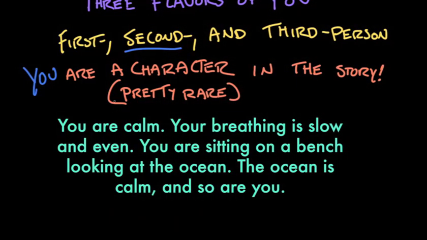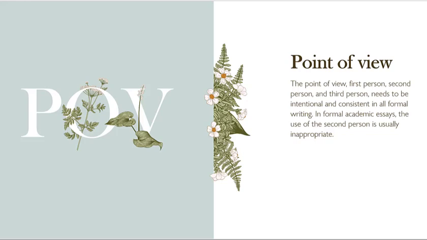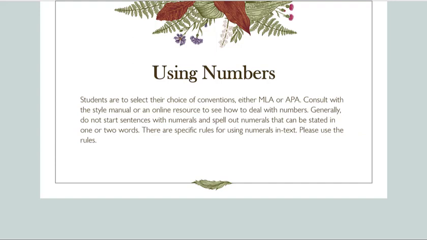It definitely sounds like it's giving directions, and that's why it's so not appropriate for most writing that would be done in an academic setting. Just be sure that it's being used very carefully and intentionally if you do use it. And another thing to review is the point of view throughout the writing. Are you being consistent with the point of view? So here I'm talking about first person, second person, and third person. It needs to be intentional and consistent. Remember that if you're writing a formal academic essay, the second person is usually inappropriate because it sounds very conversational.